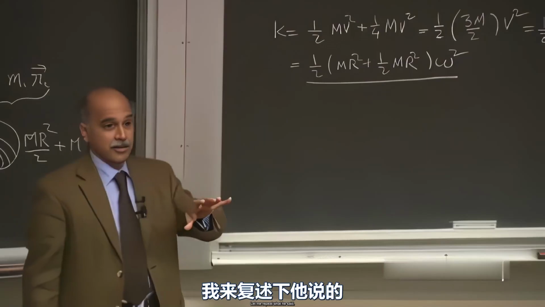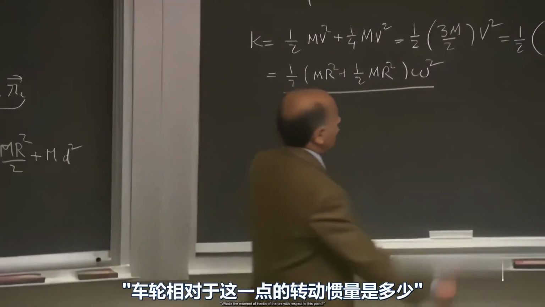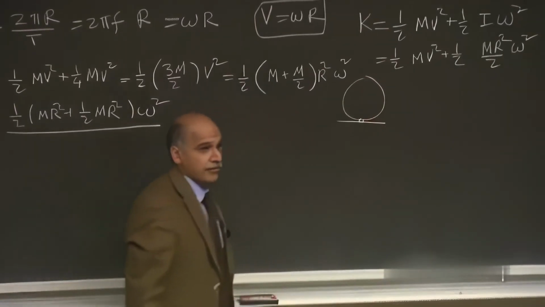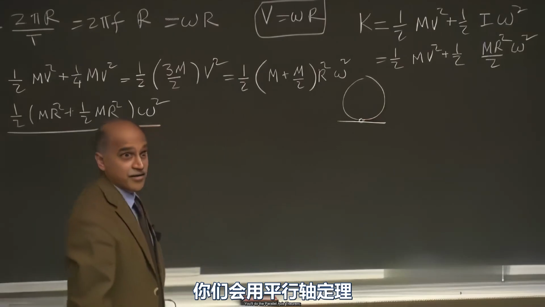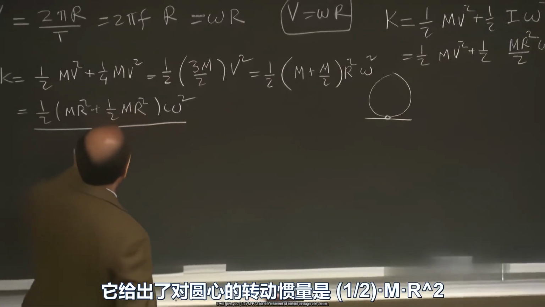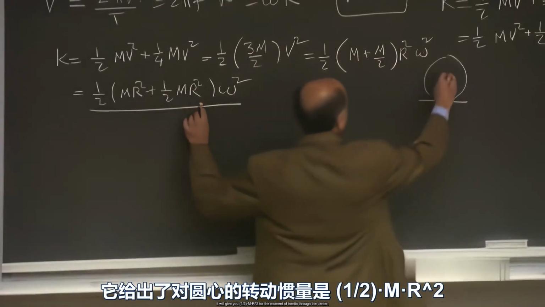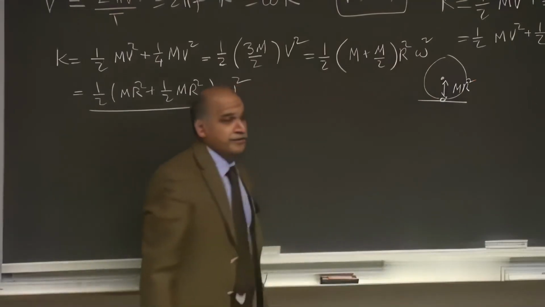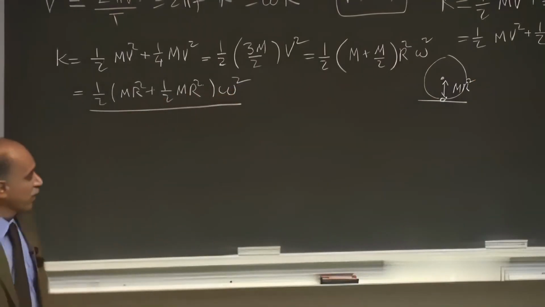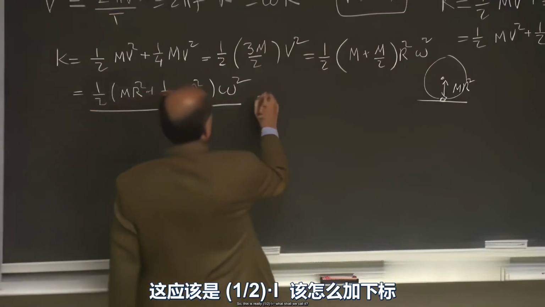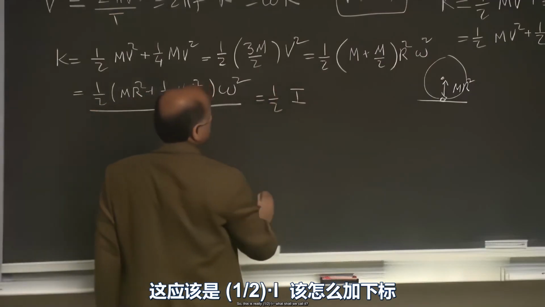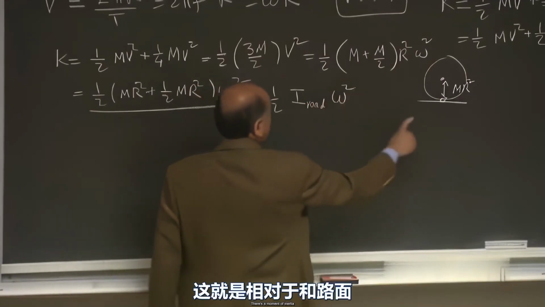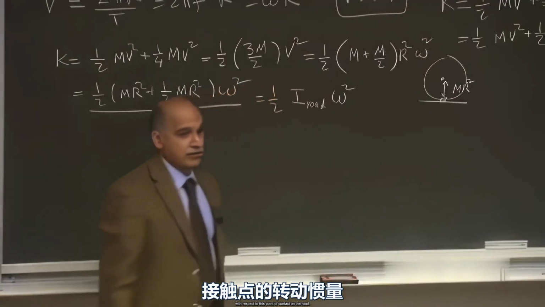Right. Let me repeat what he said. If you ask me, what's the moment of inertia of the tire with respect to this point, what will you do? You'll use the parallel axis theorem. The parallel axis theorem will give you m r squared over 2 for the moment of inertia through the center, and an extra m d squared, which now becomes m r squared. So this is really 1/2 I, what shall we call it? Road or something? It's up to you. You can call it whatever you like. It's the moment of inertia with respect to this point of contact on the road.